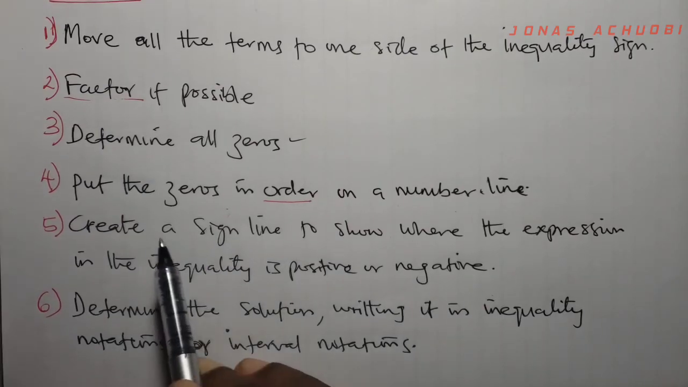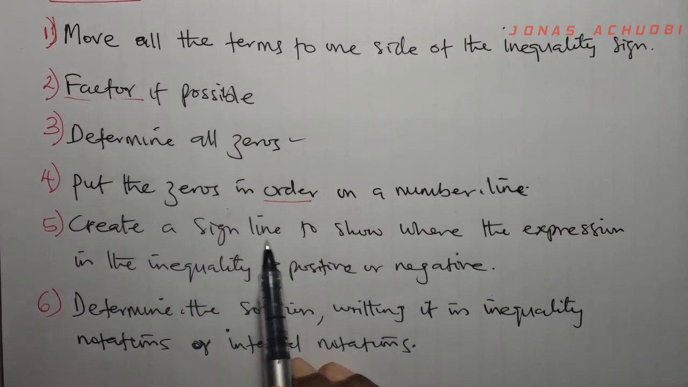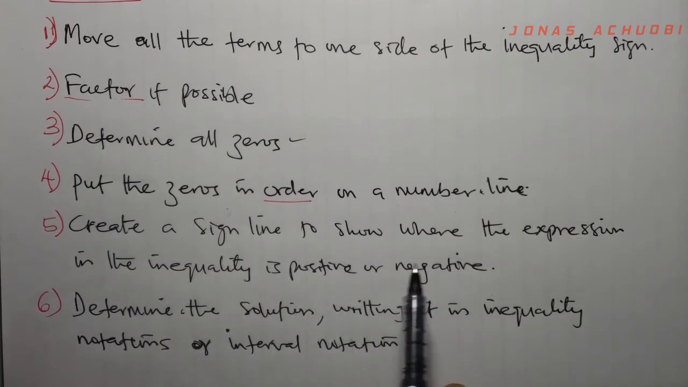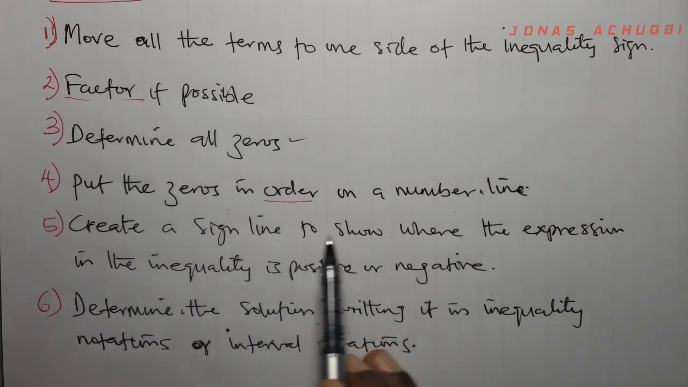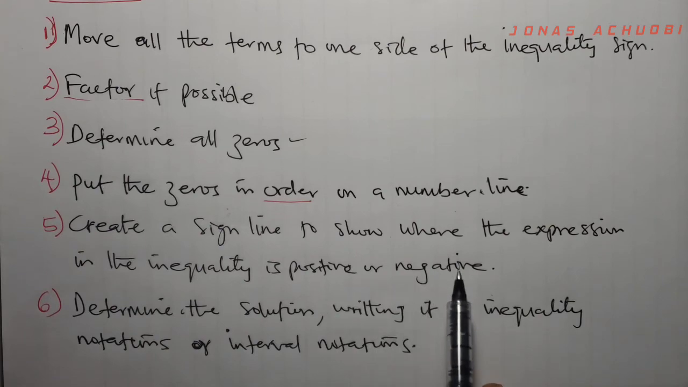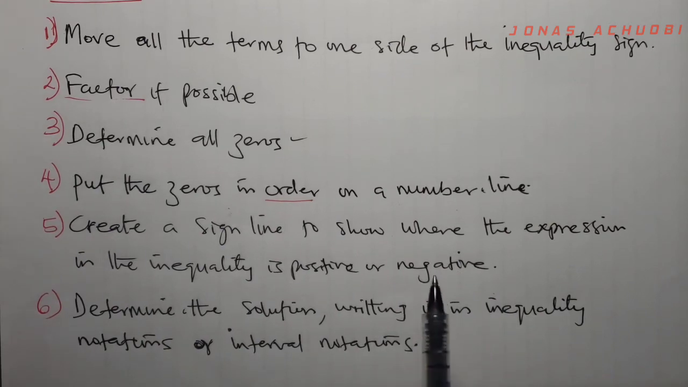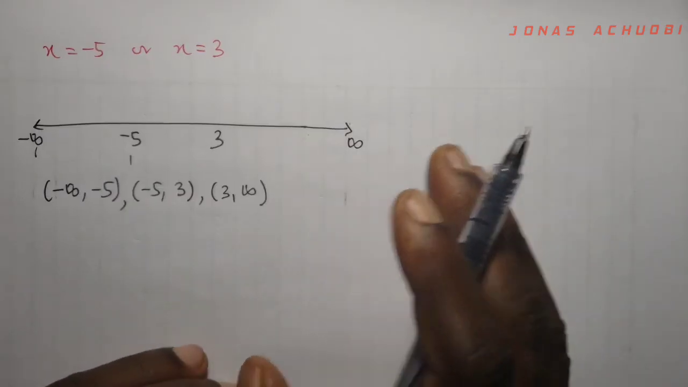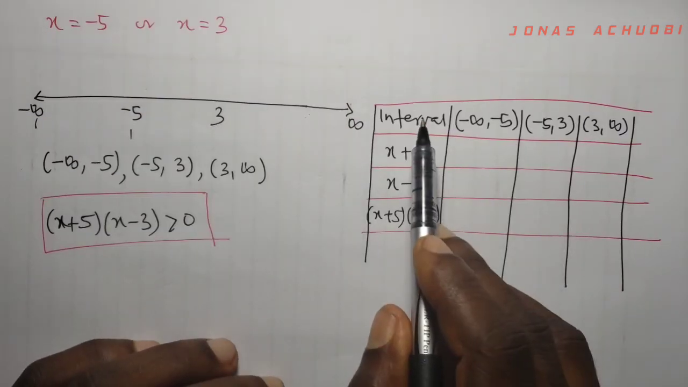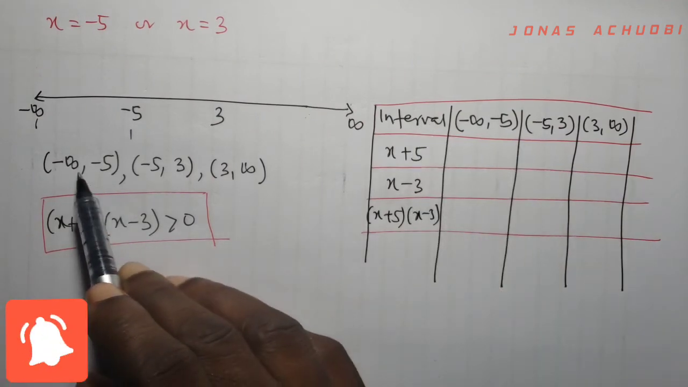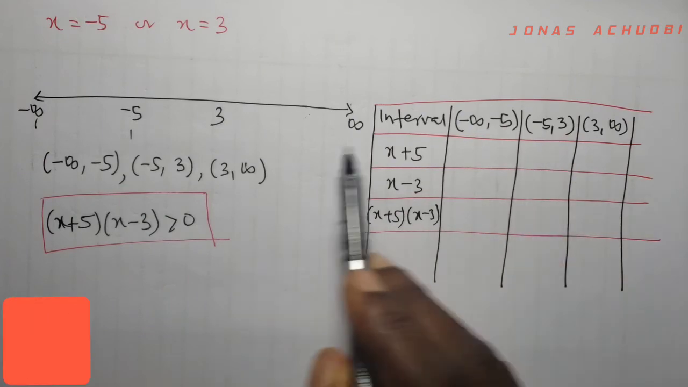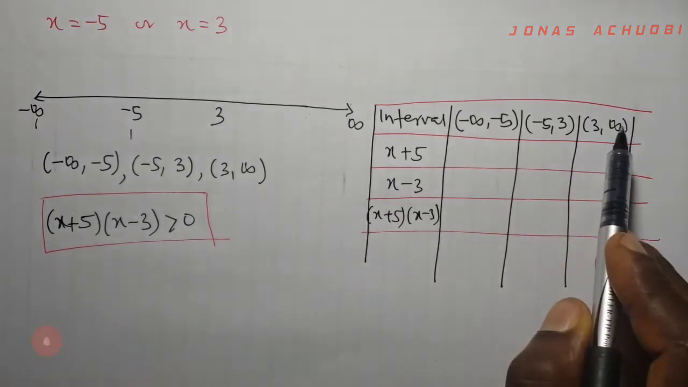Step 5 says we should create a sign line to show where the expression in the inequality is positive or negative. So follow me and see how I'm going to do it. To do that, I'm going to construct the following table. So we have interval. There are 3 intervals here. Minus infinity to minus 5 here. Minus 5 to 3, second interval. And the third interval is 3 to infinity, which we have here.